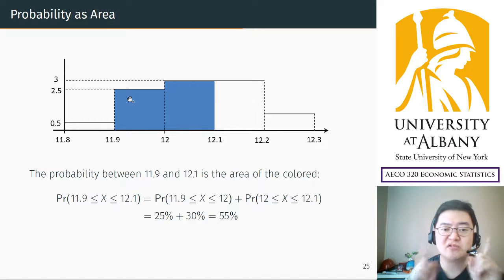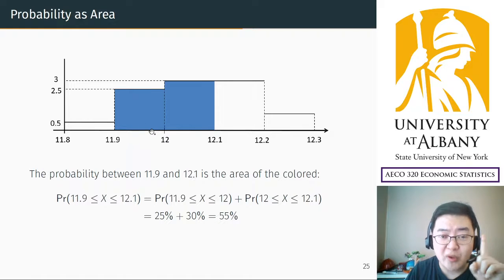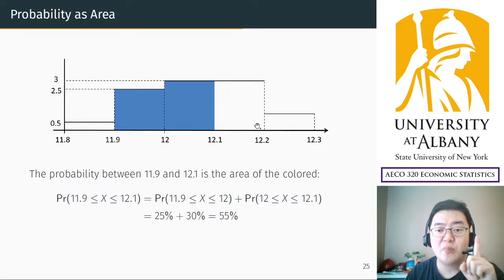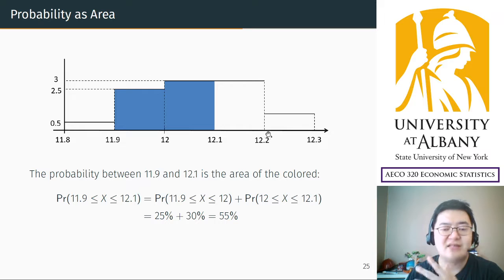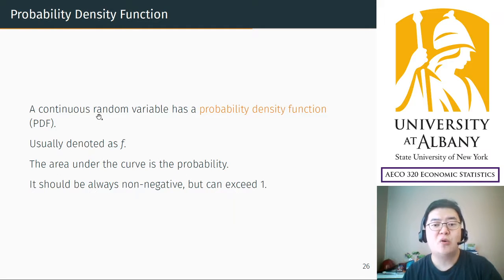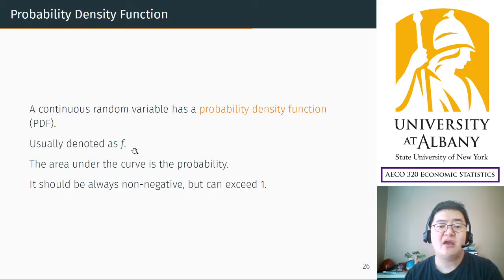Oh, by the way, I forgot to say this. Still, one point has no measure, has no area. If you choose one point, the width is 0. Even if there is a height, width is 0. So the area is 0. 0 times anything is 0. So one point has no probability. That is still true.